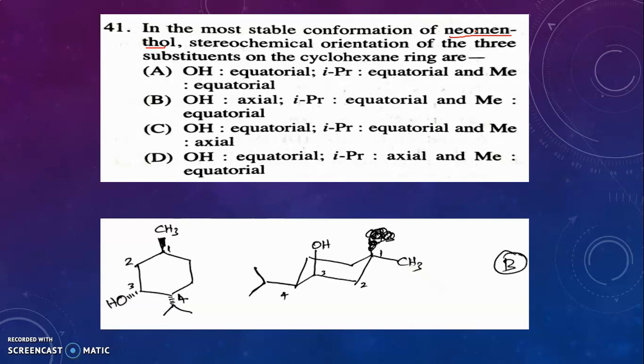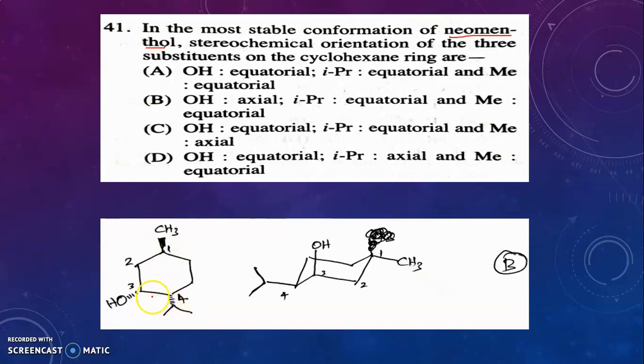Then in menthol, the methyl group and OH group should be cis. Since it is neomenthol, the isopropyl group and the OH group should be cis. Are you able to understand? So this is neomenthol, where the cyclohexane has a methyl group and an isopropyl group, then an OH group. Now the position of methyl and isopropyl should be 1,4, and they are supposed to be trans. Are you able to understand?